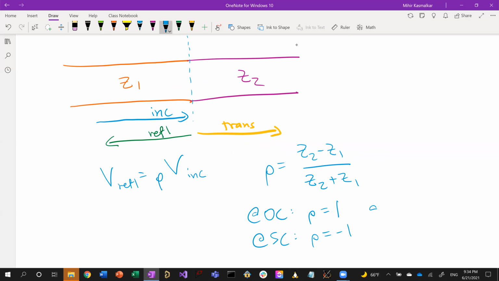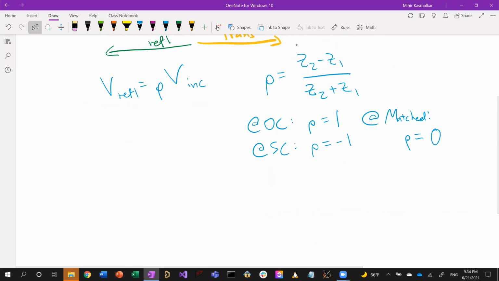And then at a matched line, Z2 equals Z1, so the numerator is 0, so rho is 0. So you have no reflected wave. That works with what we've been talking about.